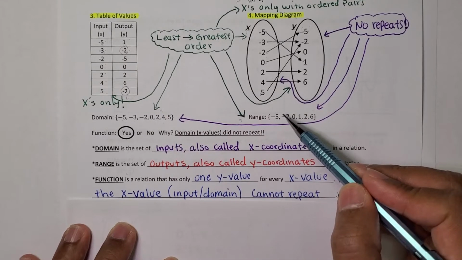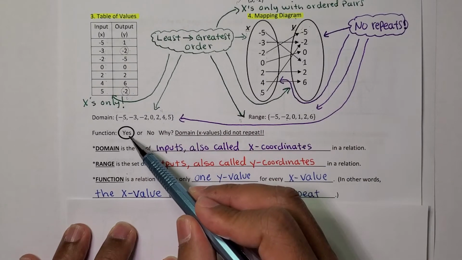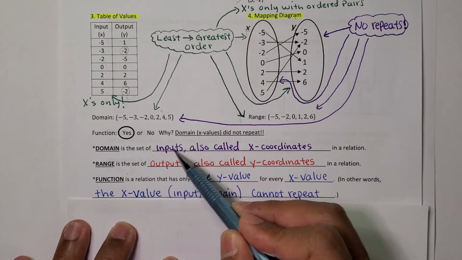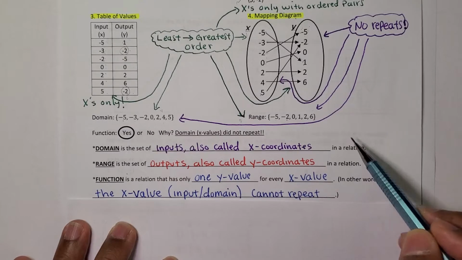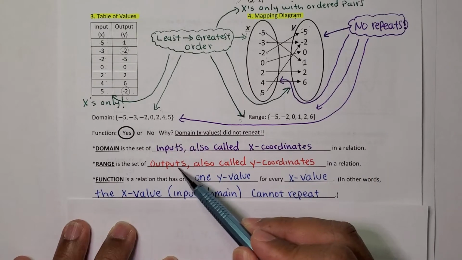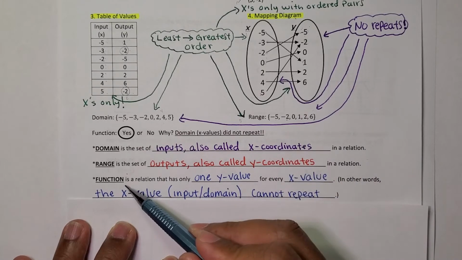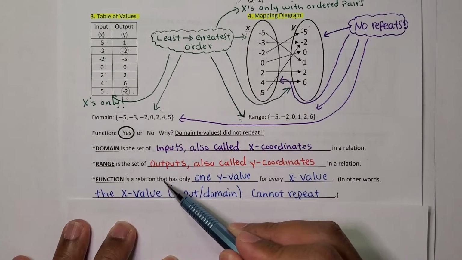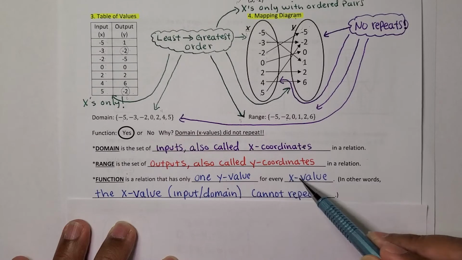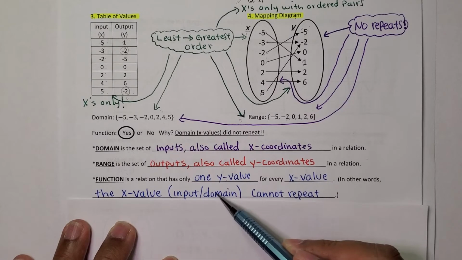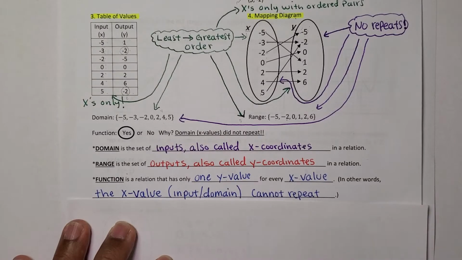Okay, so let's remind ourselves what is domain and what is range and what makes this relation a function. Okay, so we're saying yes here, but let's understand why. So domain is a set of inputs, also called X coordinates, in a relation. Range is a set of outputs, also called Y coordinates, in a relation. And the definition of a function is a relation that has only one Y value for every X value. In other words, the X value, input, or domain cannot repeat.